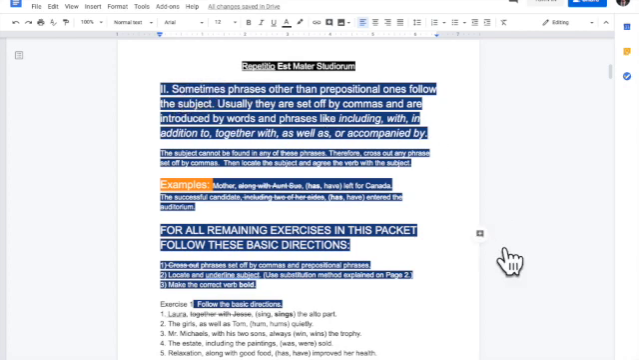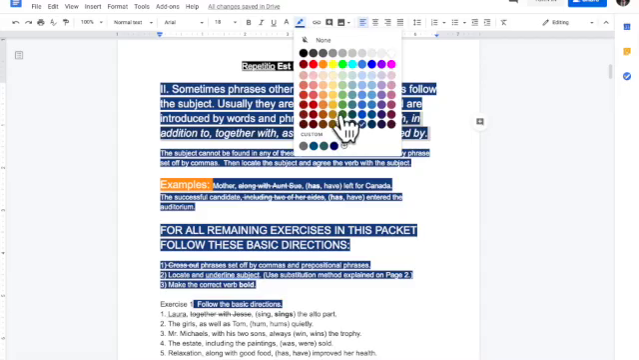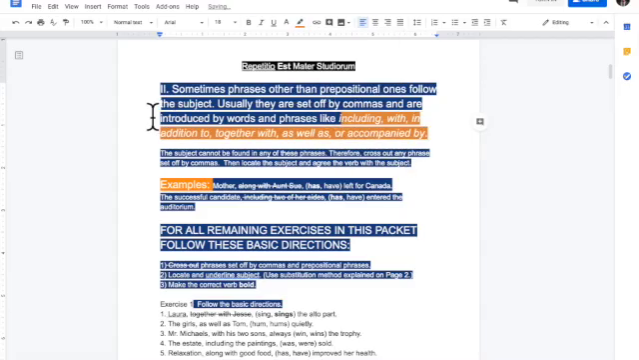Sometimes phrases other than prepositional ones follow the subject. Usually, they are set off by commas and are introduced by words and phrases including with, in addition to, together with. Okay, so these are non-essential phrases, okay? If the coronavirus were in that sentence, they would not be in the phrase.